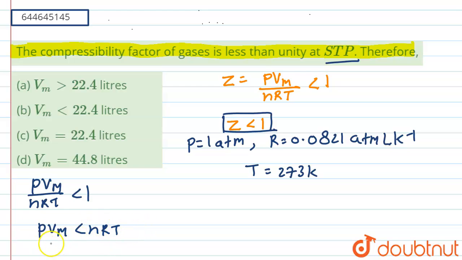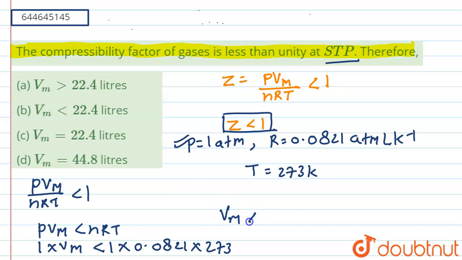Now put the values of the standard temperature and pressure, that is pressure is 1 atm, we have V_m as it is, we have 1 mole given, and we have 0.0821 as the value of the universal gas constant, and we have a temperature of 273. So by solving this we get V_m less than 22.4 liters. So this is the condition.